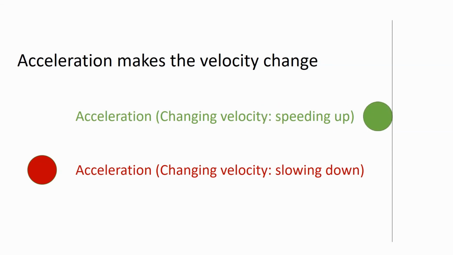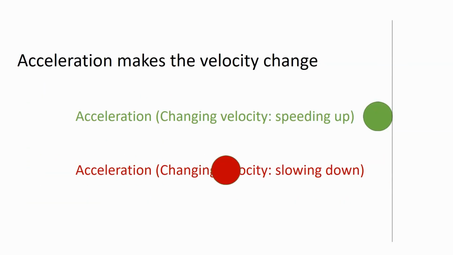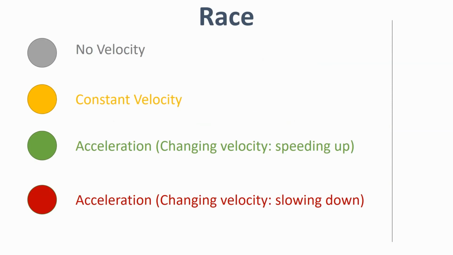Now acceleration can also mean to slow down. So in this case, the acceleration vector and the velocity vector point in opposite directions. So here we've got, it's moving to the right really fast, but it's accelerating to the left. So as more time progresses, it gets slower and slower and slower until it actually stops.